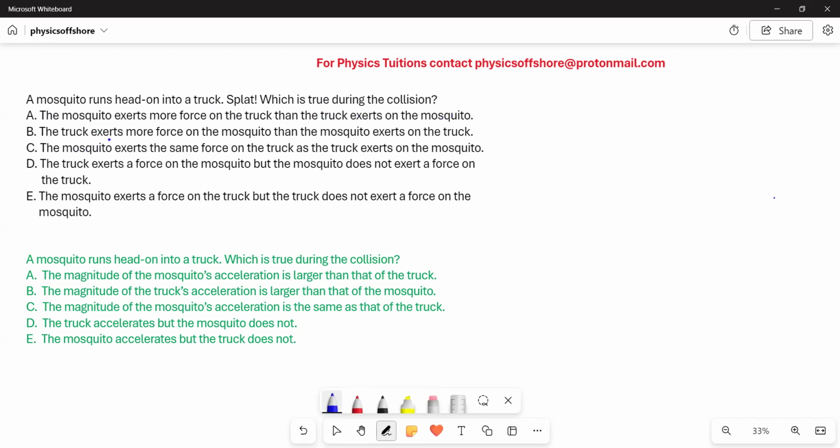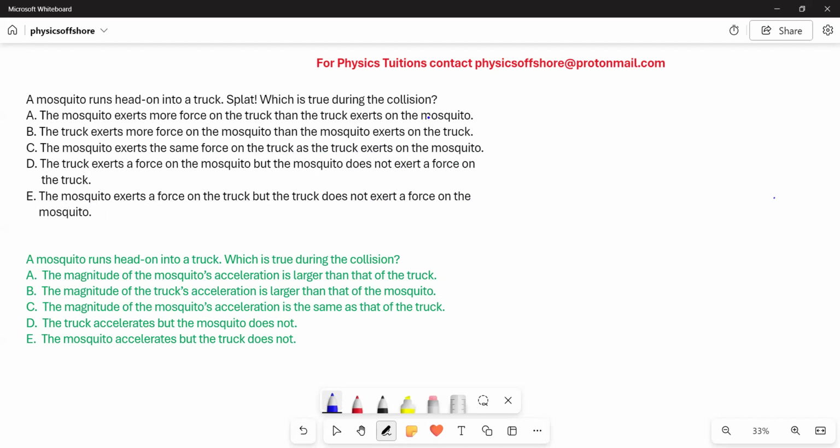B. The truck exerts more force on the mosquito than the mosquito exerts on the truck. C. The mosquito exerts the same force on the truck as the truck exerts on the mosquito. D. The truck exerts a force on the mosquito, but the mosquito does not exert a force on the truck. E. The mosquito exerts a force on the truck, but the truck does not exert a force on the mosquito.